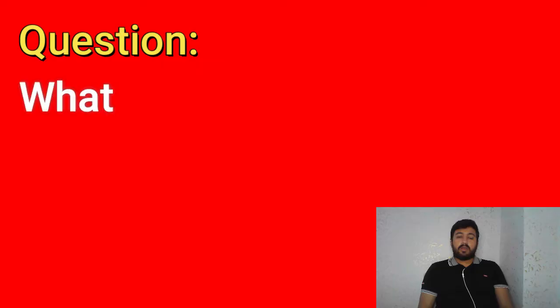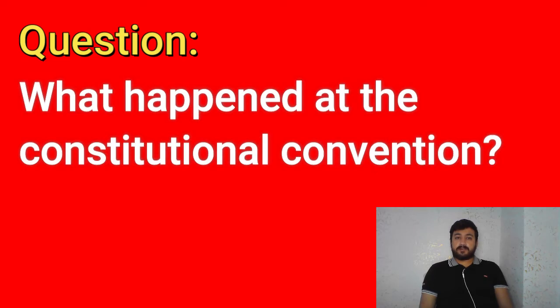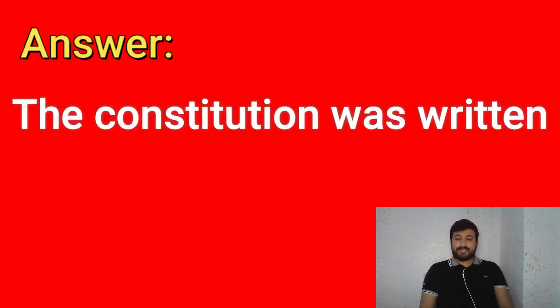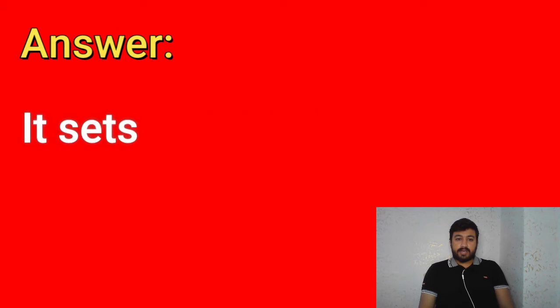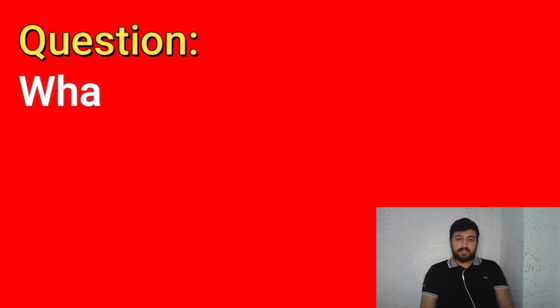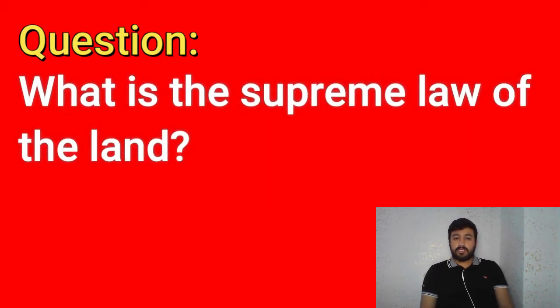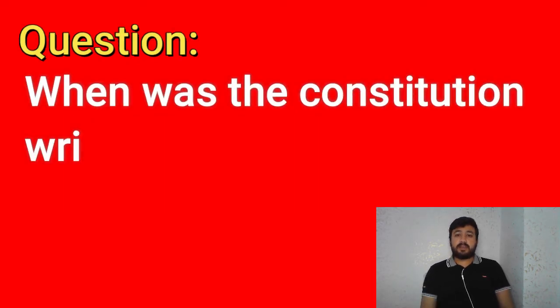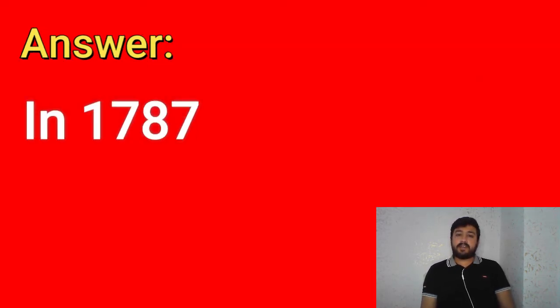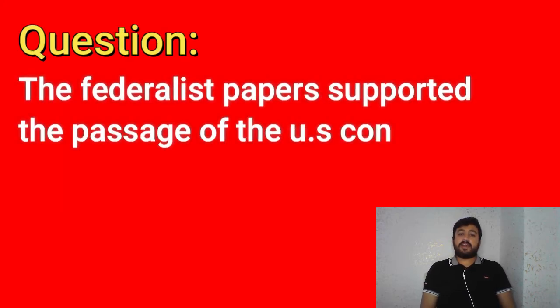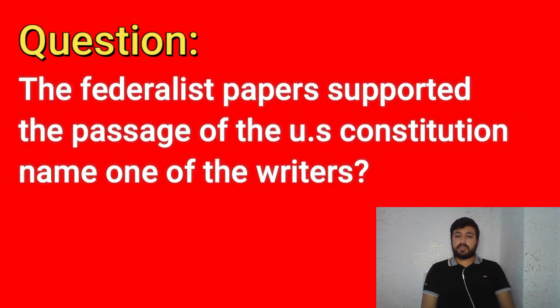Now we are going to move to the Constitution. Remember, the Declaration of Independence was about getting free from Great Britain, and now we need to set up our government with the Constitution, right? What happened at the Constitutional Convention? The Constitution was written. What does the Constitution do? It sets up the government. What is the supreme law of the land? The Constitution. When was the Constitution written? In 1787.